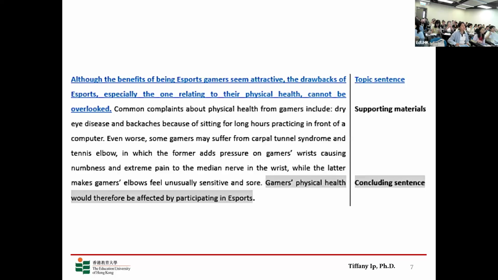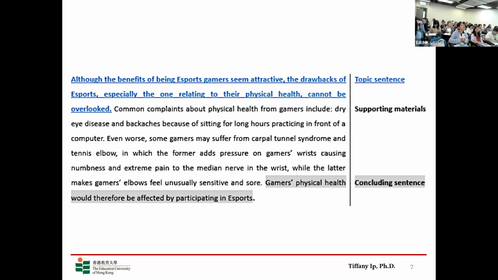Yes, very good. Then benefits must be mentioned before this paragraph, right? And then this would be about drawbacks. So, "Although the benefits of being esports gamers seem attractive", do you see the word "seem"? We don't want to say it's very attractive. Maybe some people don't find it very attractive. Like, you are rich, you don't find that kind of money is a lot. Right? "So the drawbacks of esports, especially the one relating to physical health, cannot be overlooked."